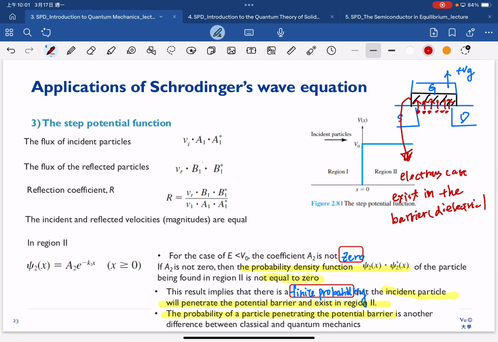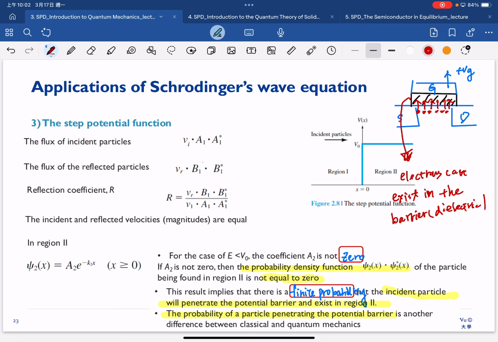So the dielectric should be the insulator. Ideally, you should not be able to find any electrons inside. But now, with quantum mechanics' help, we can expect that the electron can be incident to this barrier, to this dielectric, and then the electron can possibly exist there. It is just a matter of probability. The probability is probably very low, but still, the probability never goes to zero. You will never have zero probability. There is always a probability that the electron can exist in the dielectric.